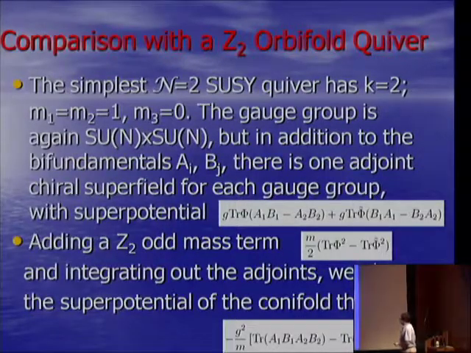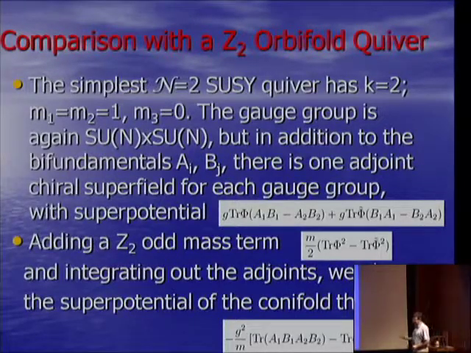So it turns out that the matter content of this theory is exactly like what Daniel wrote down this morning for the three-dimensional N=4 theory. There are these A's and B's, which are bifundamental, and then there are also phi and phi tilde, which are the adjoints. And then what we noticed with Witten was that if you add a Z2-odd mass term, which is trace phi squared minus trace phi tilde squared, and then integrate out phi and phi tilde, you get precisely the right superpotential.